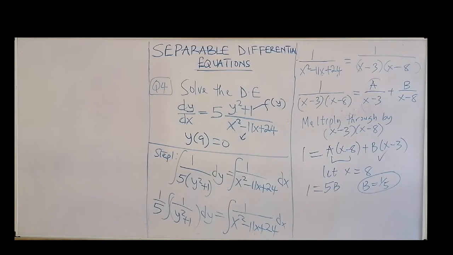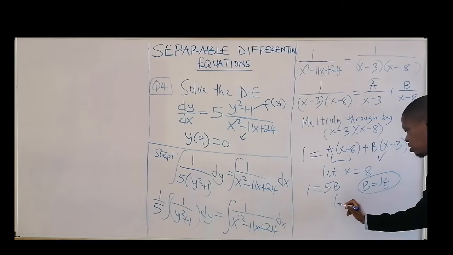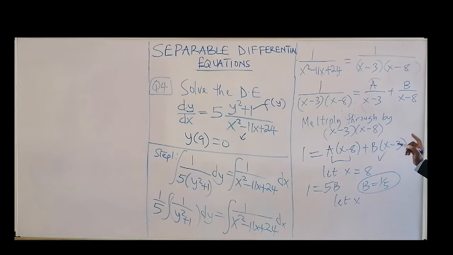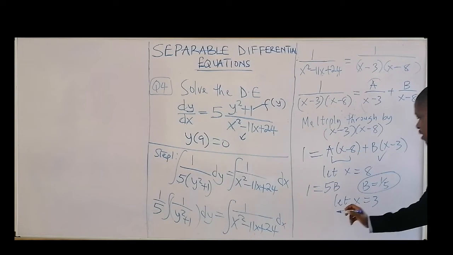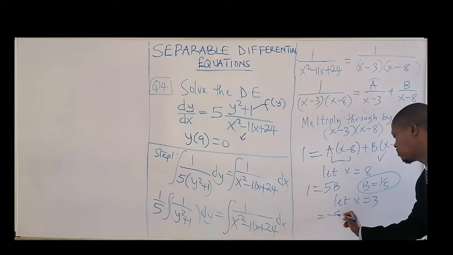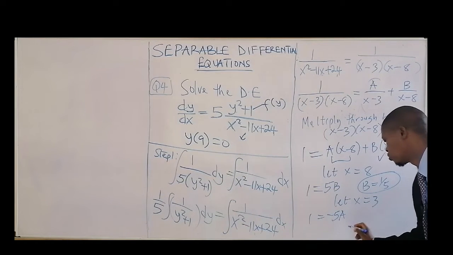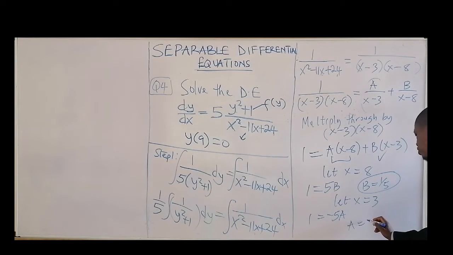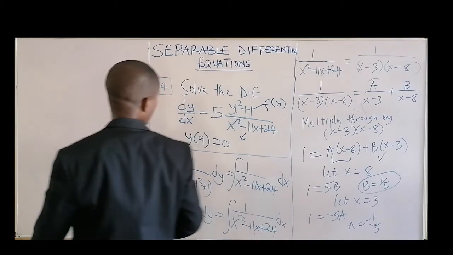I've gotten that. Then can we also destroy B here and get the A? So let x be equal to 3. That will be 3 minus 8, that's minus 5 times A, equal to 1. So A is minus 1 over 5. A is minus 1 over 5.